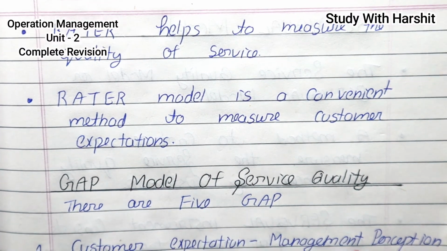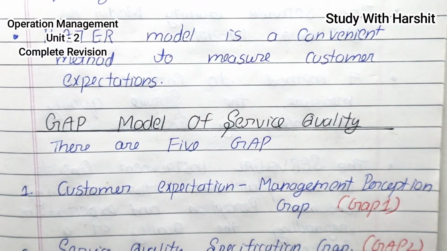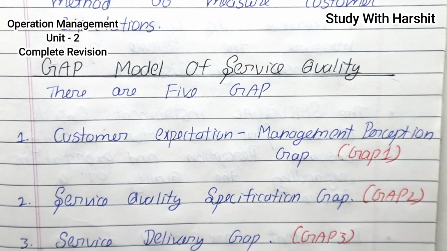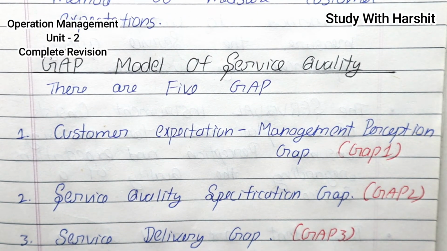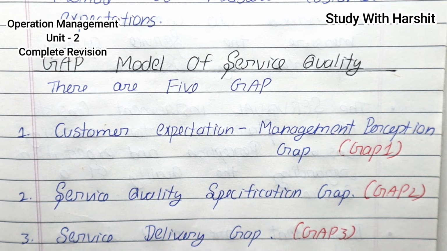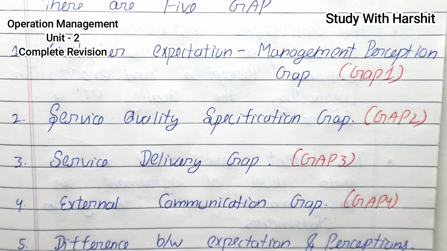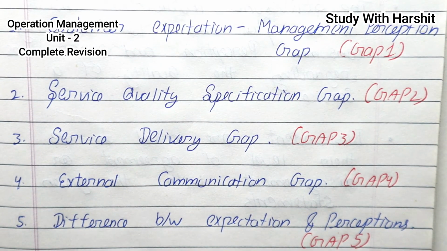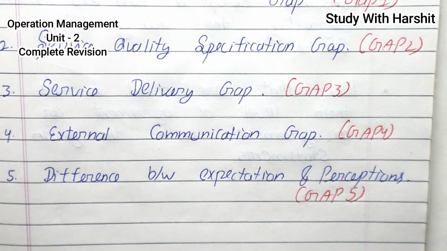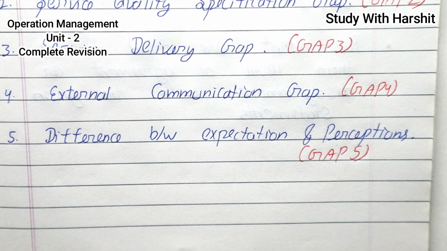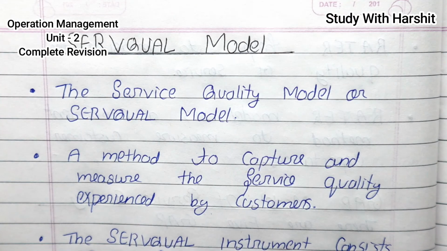Gap model of service quality. There are 5 gaps. First one, customer expectation and management perception gap. Second, service quality specification gap. Third, service delivery gap. Fourth, external communication gap. And last one, fifth, is the difference between expectation and perception. It is gap 5.